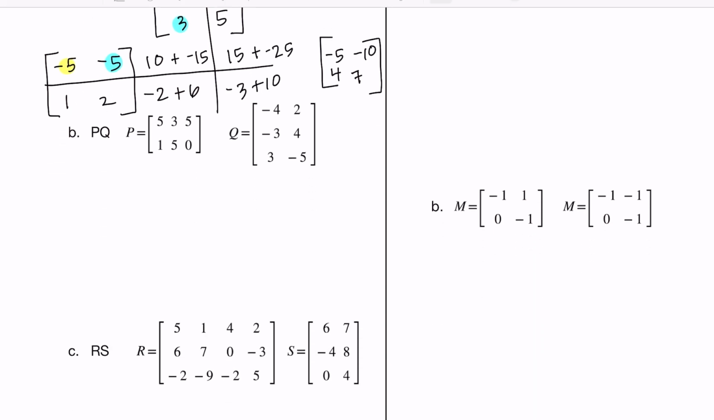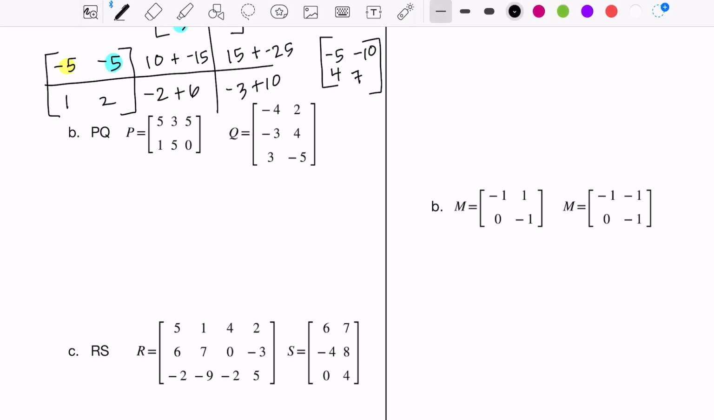Next one. This is a 3 by 2. Nope, I lied. It's a 2 by 3. And this is a 3 by 2. So because these match, we can multiply them, and our answer is a 2 by 2.